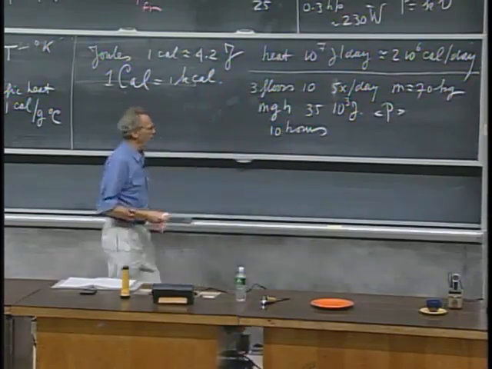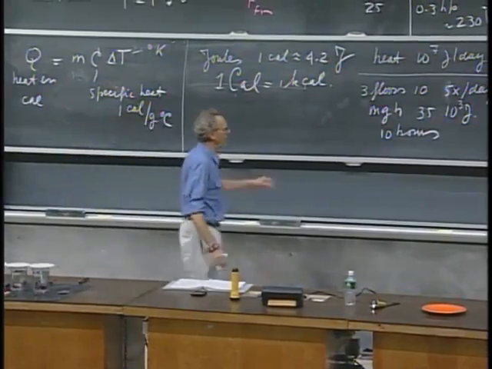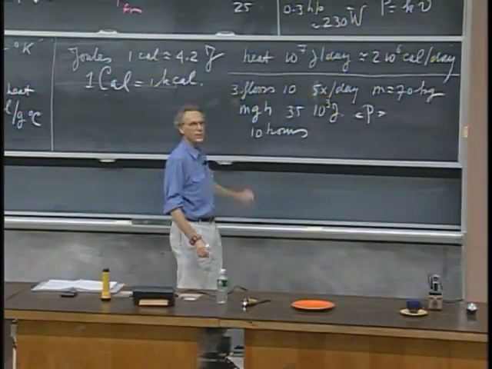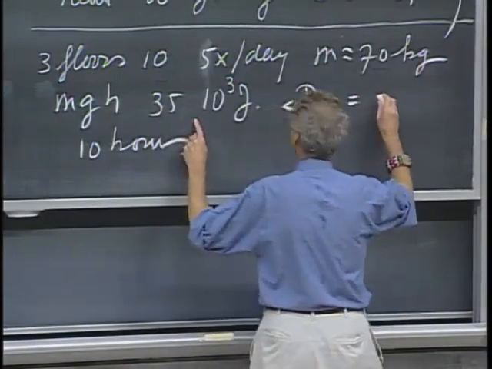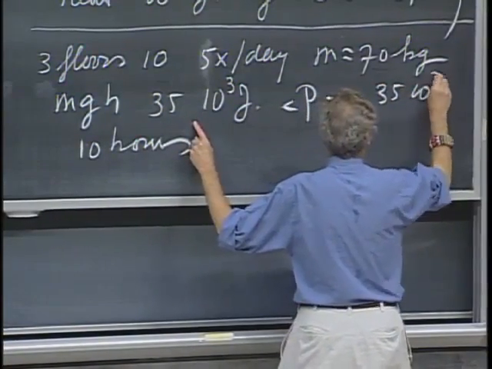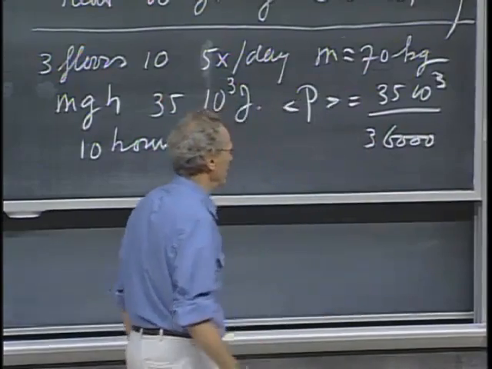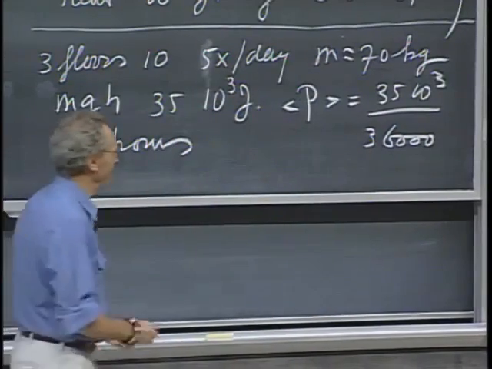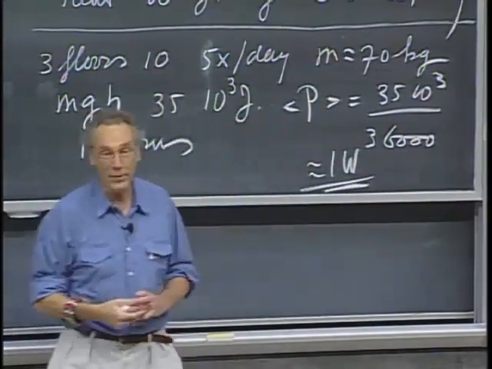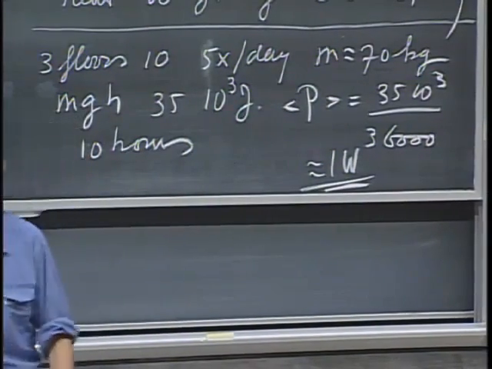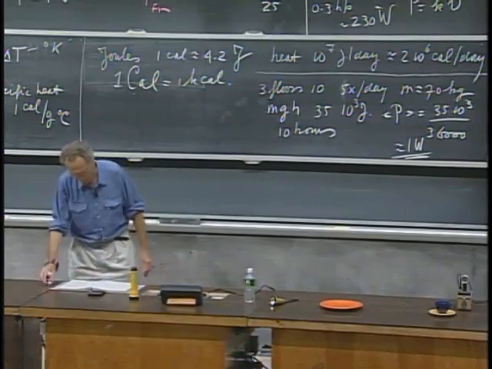You go once up in the morning and then sometime in the afternoon, and you go up in the evening and maybe twice in the evening. It takes you 10 hours to go 5 times up these 3 floors. Then the average power that you have generated is 35,000 joules divided by 36,000 seconds. That is embarrassingly little. That's about 1 watt. Compare that with your body, which generates 100 joules per second every second, 100 watts. So it is completely negligible.